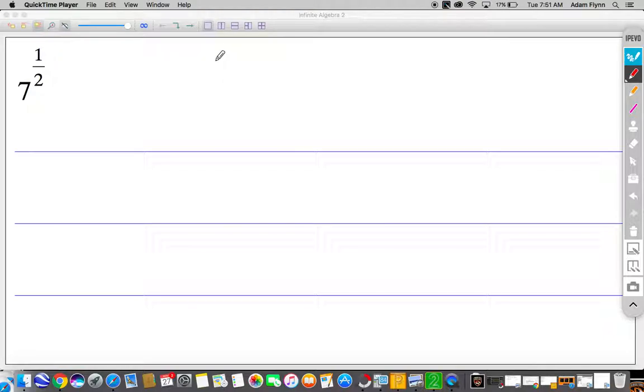Okay, so remember our formula, we've got any base x to the power of b over a can be written as the a root of x to the b power. Okay, so in this case, our b is 1 and our a is 2. So we can rewrite this as our a is 2, our base is 7, not x, and our power is 1.